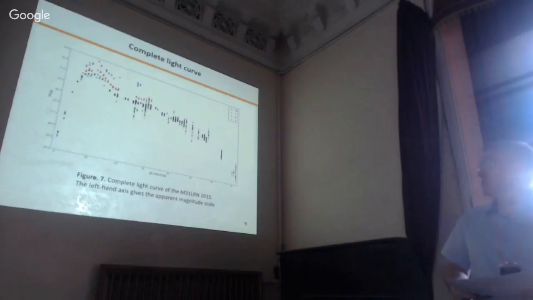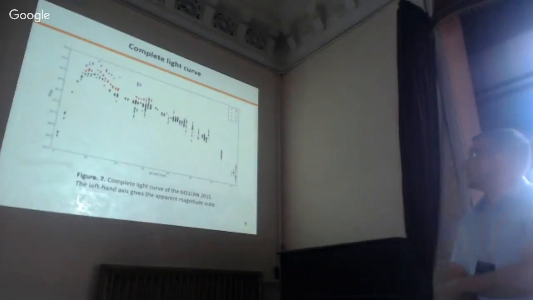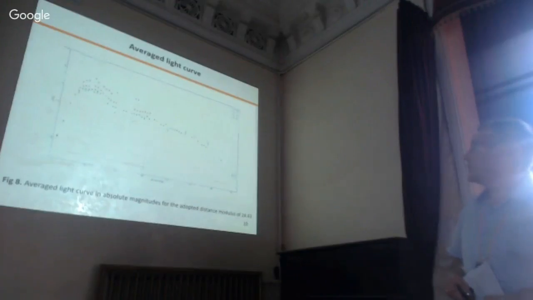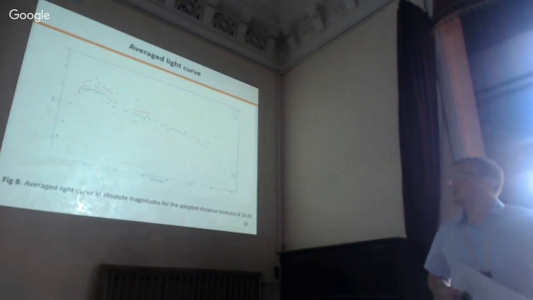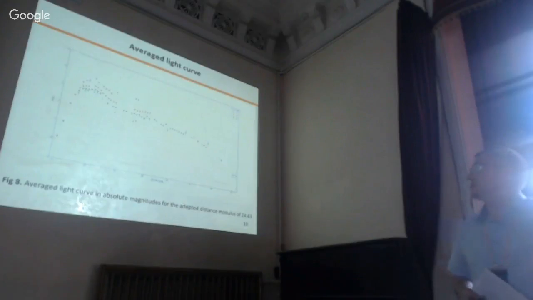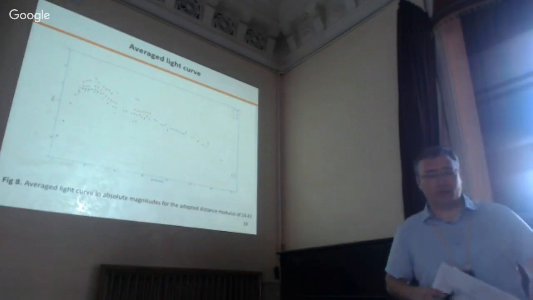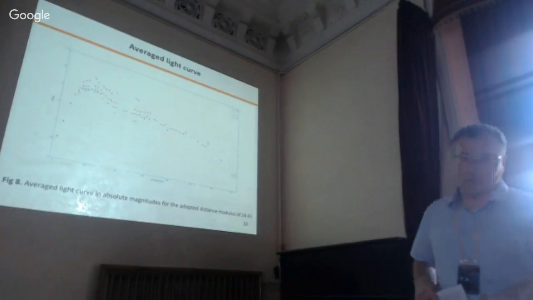Here is the main plot of our observation in apparent magnitudes. You can clearly see the plateau stage of about 50 days. Here you can see our observation in absolute magnitudes. The maximum luminosity was about 9.4 magnitude. It's more than a classical nova, but less than a supernova.